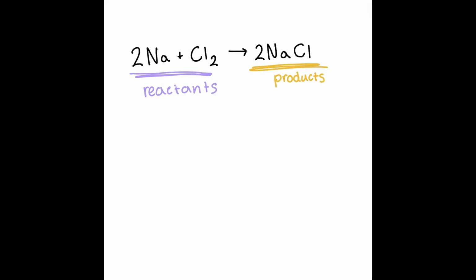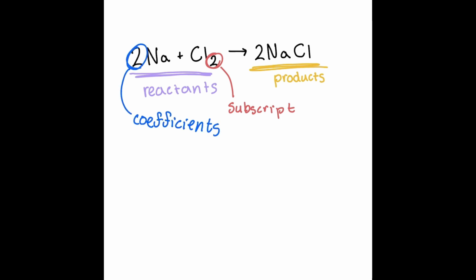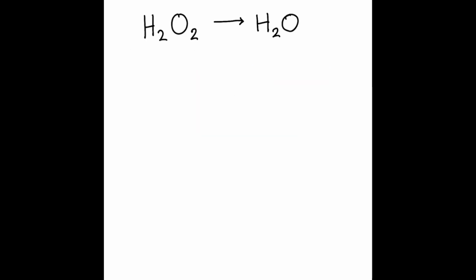The tiny numbers, called subscripts, show how many atoms are bonded together. We never change these. The larger numbers, called coefficients, multiply the molecules. These are the numbers that we change. Let's take a look at this equation. First, we need to check if it's balanced.